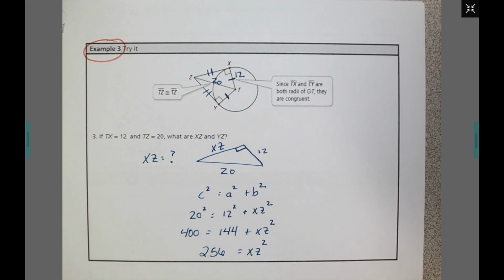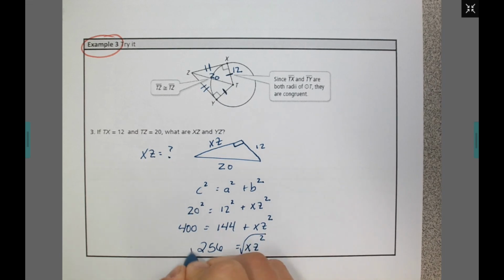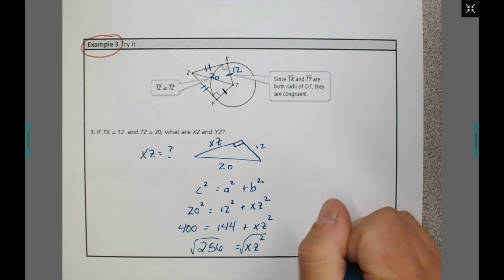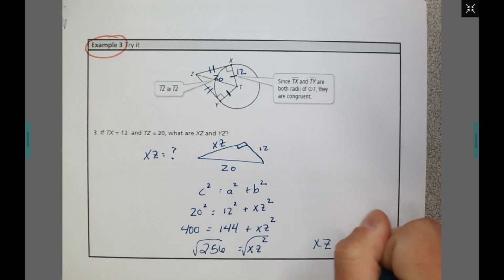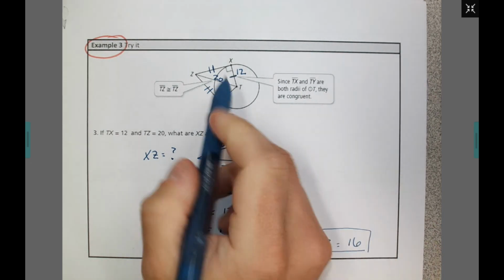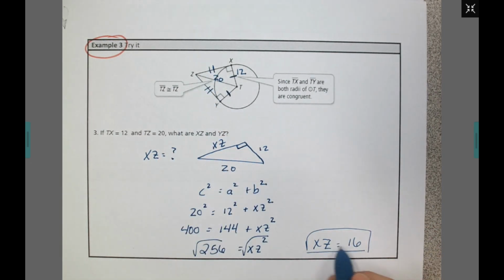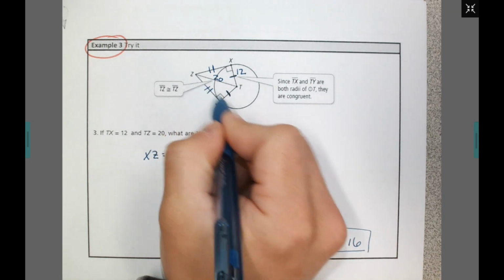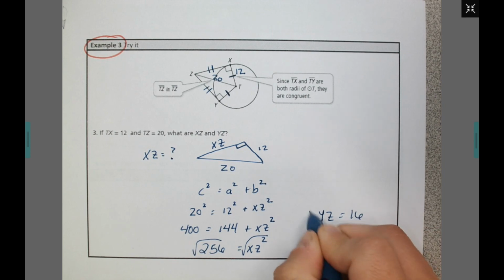And then I don't want XZ squared, I just want XZ. So go ahead, square root each side. So I'm going to square root the 256. We're going to be left with XZ equaling 16. And then, since I said that both of those are going to be congruent, not only does XZ equal 16, but YZ as well is going to equal 16.